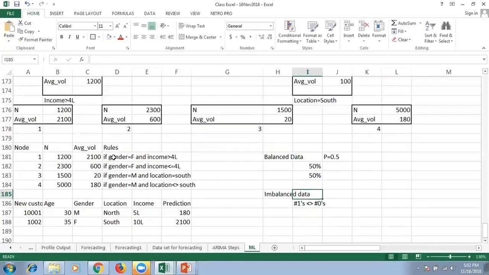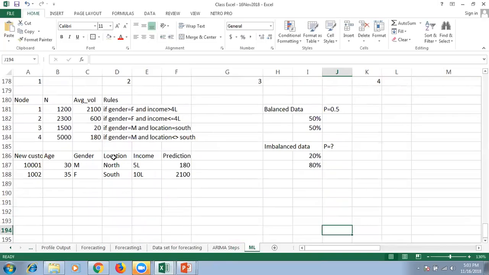Then we call it imbalanced data. For example, 20% is ones and 80% is zeros. It's imbalanced data, and then you need to come up with the cutoff. You need to come up with the cutoff based on what? You remember high accuracy, high sensitivity, high specificity, all of which we discussed in the logistic regression case. Remember or not? The concept is the same. Any questions till now? Regression is clear and classification is clear with the help of decision trees.